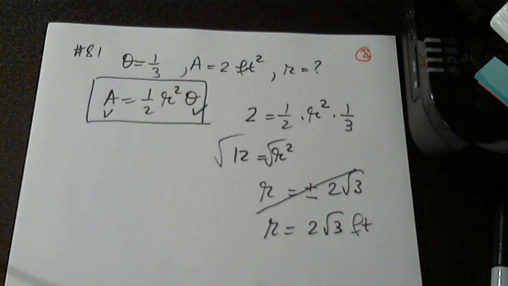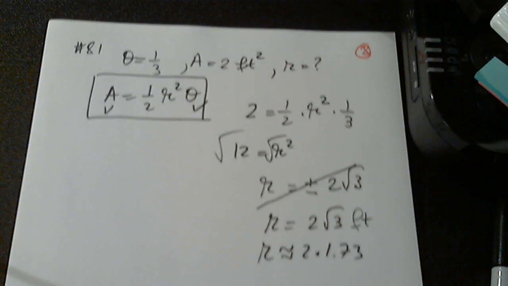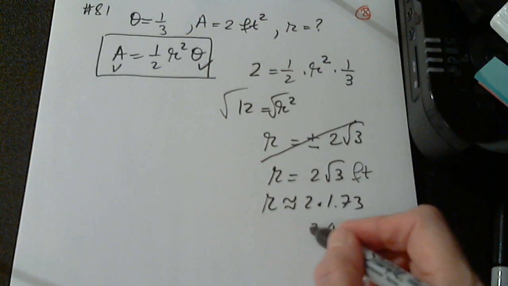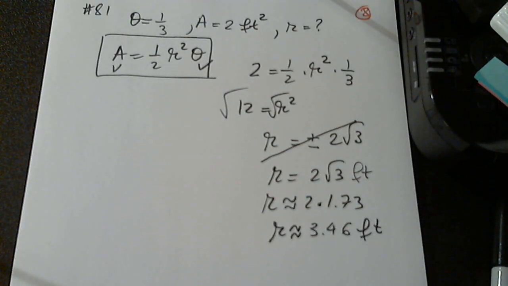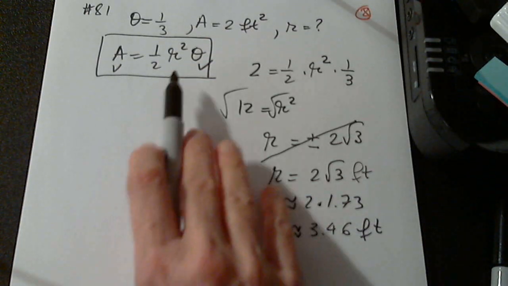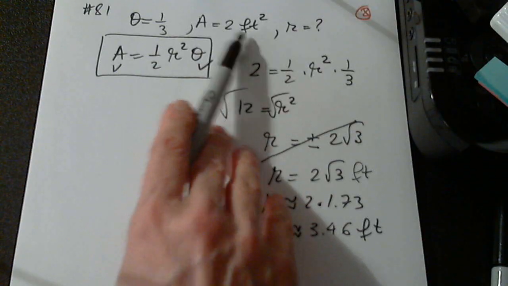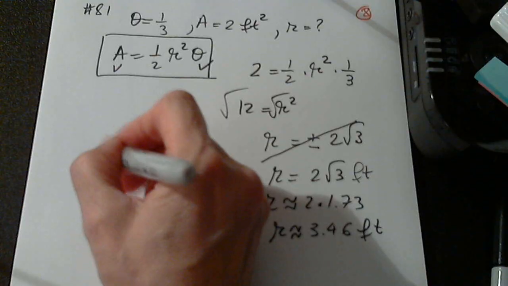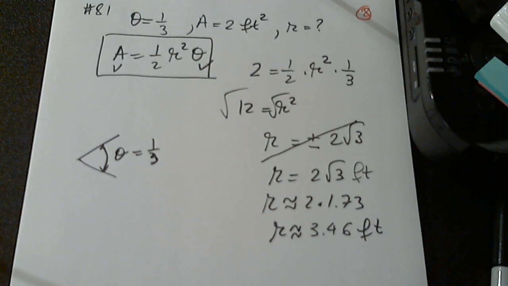If you want to approximate, you will approximate as 2 multiplied by 1.73, and we get 3.46 feet. Any questions on how to find the radius of a circular sector with an area of 2 square feet, and that subtends that opening, if you want, that theta equals 1/3 of a radian?